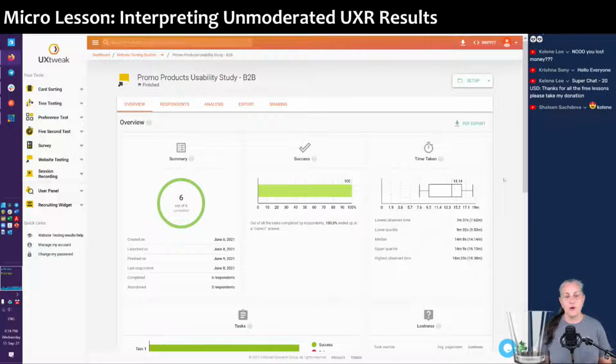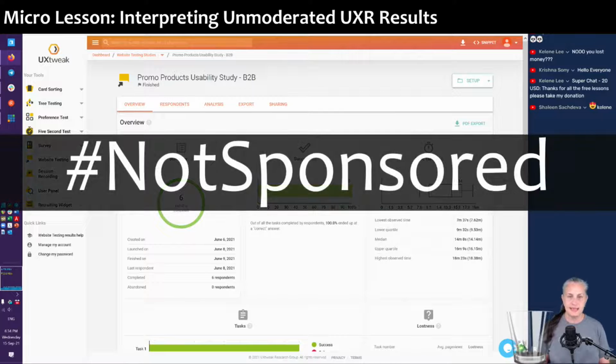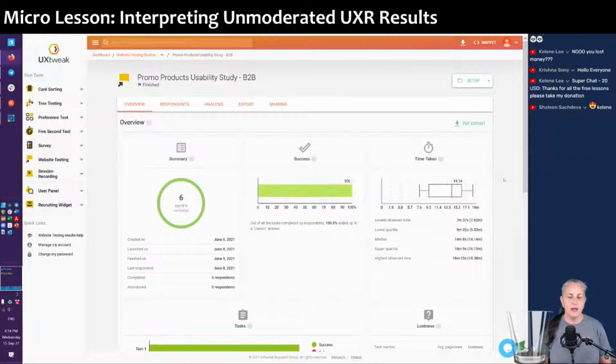All right, so let's start with the usability test. Remember, nothing here today is sponsored. I pay UX Tweak. I typically pay Optimal Workshop. Both of these accounts were shut off. I turned this one back on just for today. So let's take a look at what we get after we've run an unmoderated usability test.